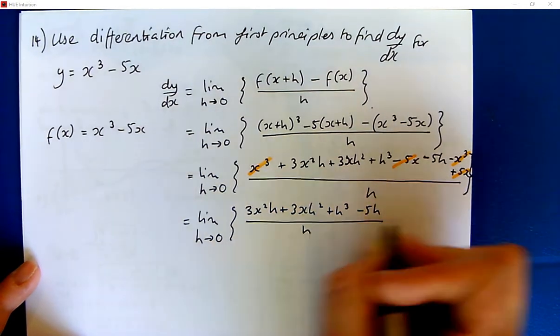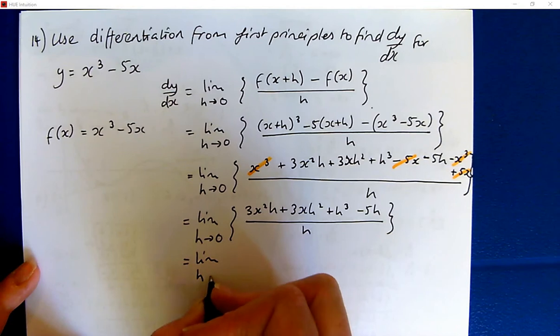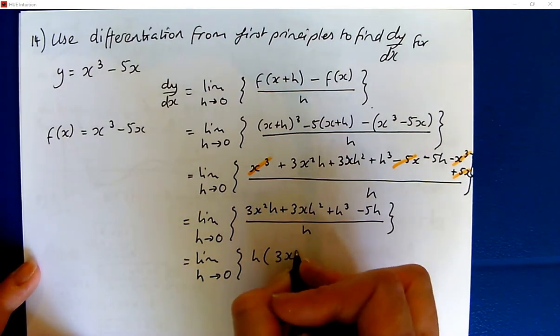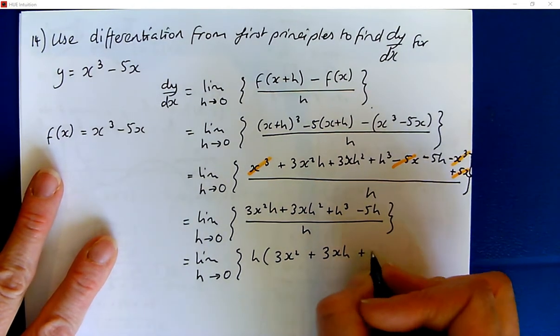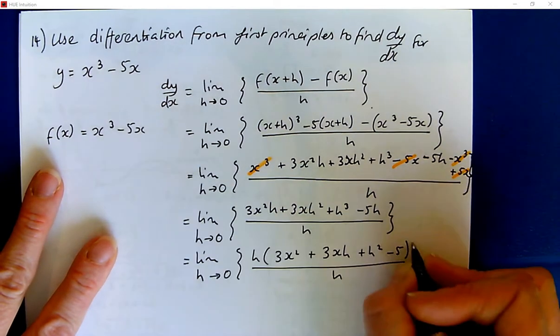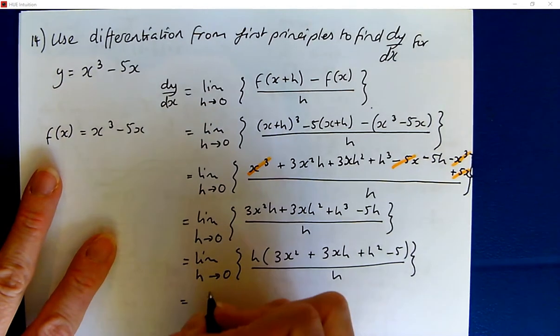All divided by h, so I'm going to factorise to be very proper. So I'm taking h out as a common factor. And that means that I can cancel my common factor on the numerator and denominator.